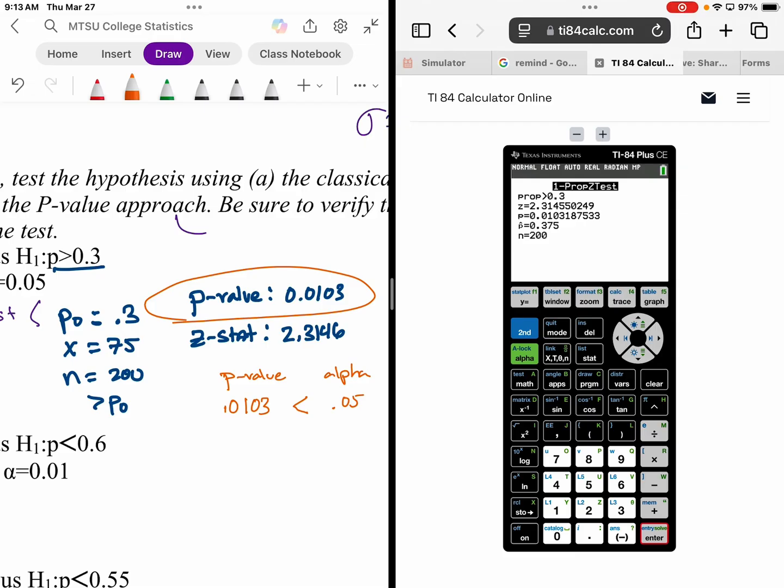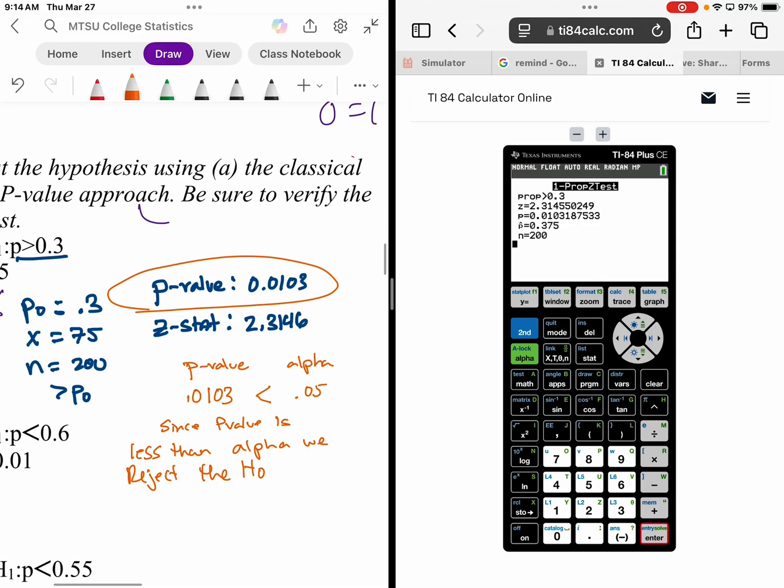So again, whenever our p-value is less than our alpha, we reject the null hypothesis, the H sub O. We have convincing evidence to support the claim that the proportion is actually greater than 30%, based on that P being greater than 0.3.